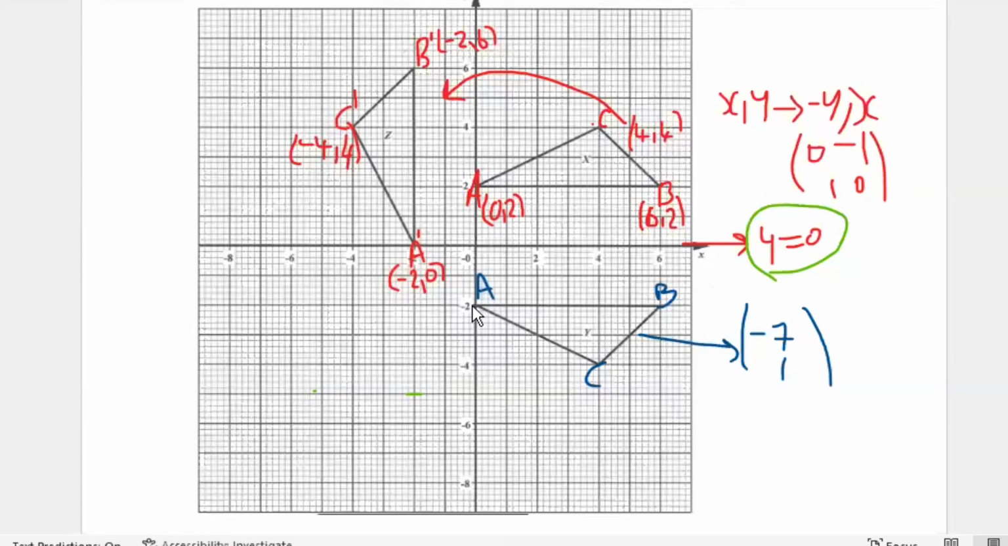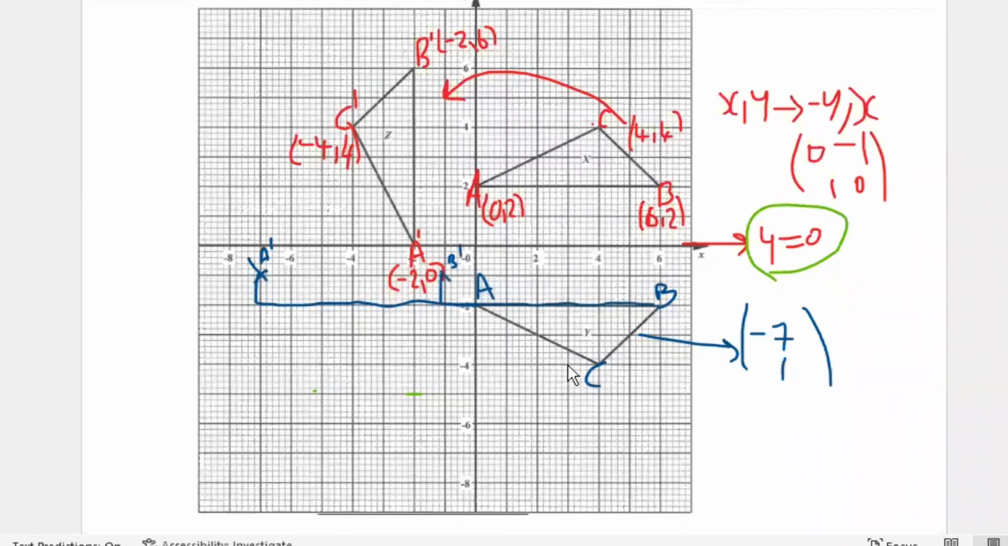So this is 1, 2, 3, 4, 5, 6, 7, and 1 place up. So this would be where A prime is. You're doing the same thing for all the other values. For B, you're going 7 places across to the left: 1, 2, 3, 4, 5, 6, 7, and then 1 place up. So this is where B prime is.